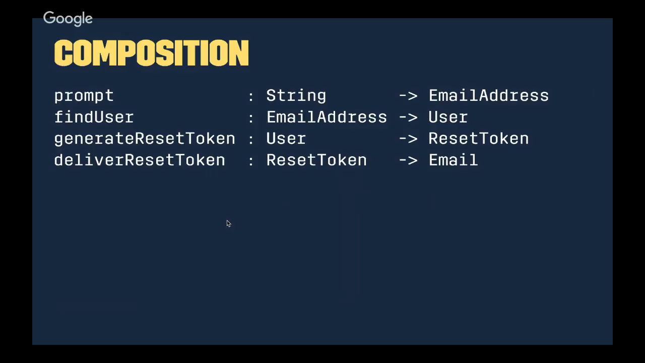Okay, so you have string to email address, and then email address to user, and then user to reset token, then reset token to email. So it looks like superficially they all compose. I feel like you'd be more explicit about why they don't.